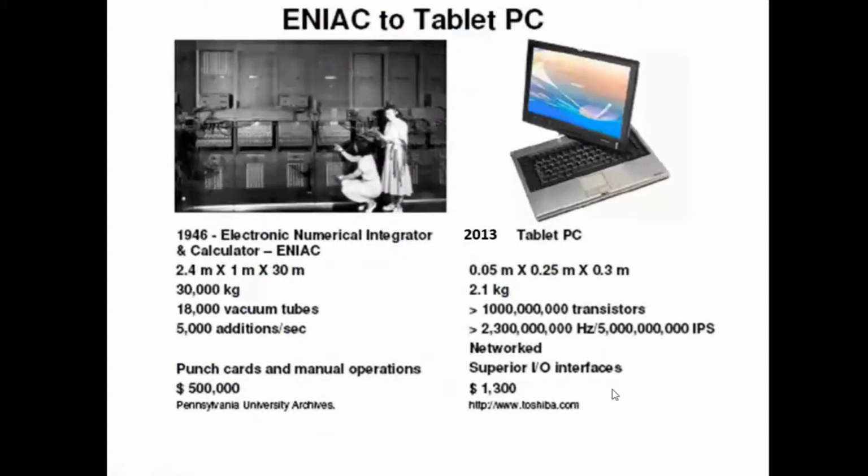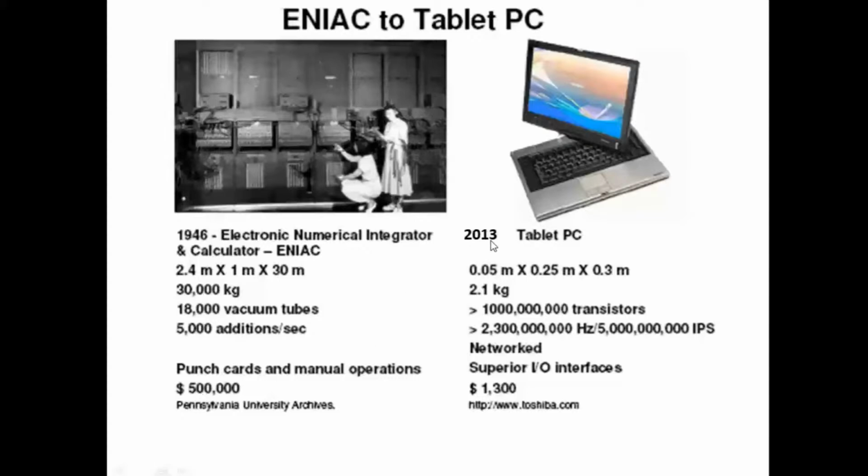Making smaller ICs helped us to make smaller computers. If you see here, in 1946, the first computer was the Electronic Numerical Integrator and Calculator, known as ENIAC. The size of this computer was that of a very big room. The weight was 30,000 kgs. It was made up of 18,000 vacuum tubes and could perform 5,000 additions per second. The input and output was in terms of punch cards and had to do manual operations, and the cost was $5 lakh.